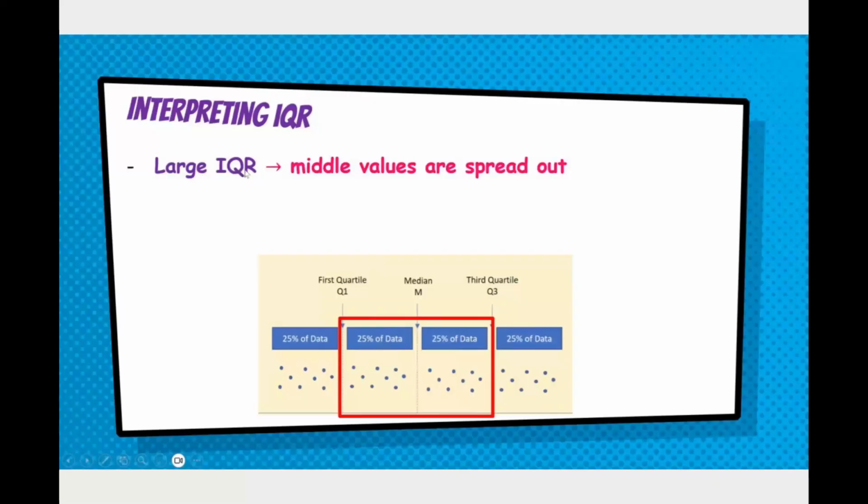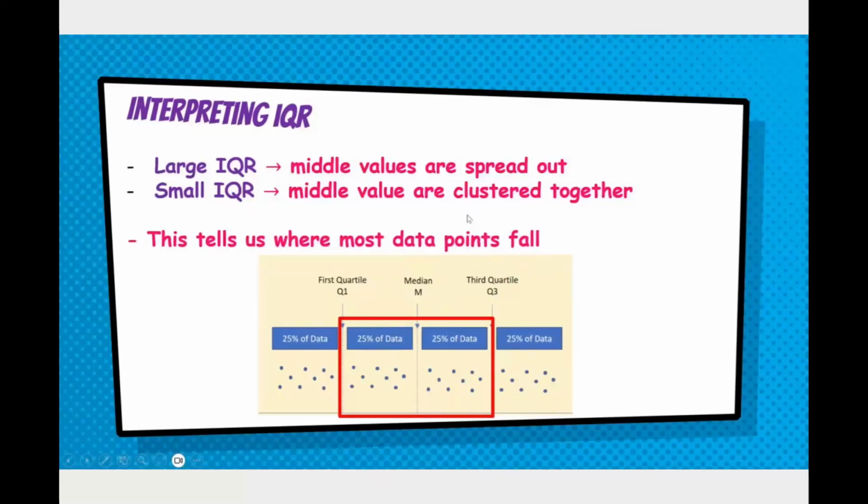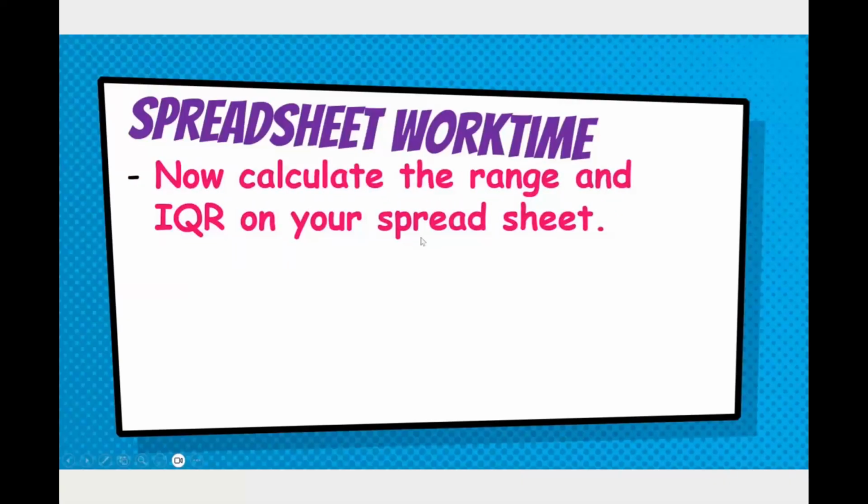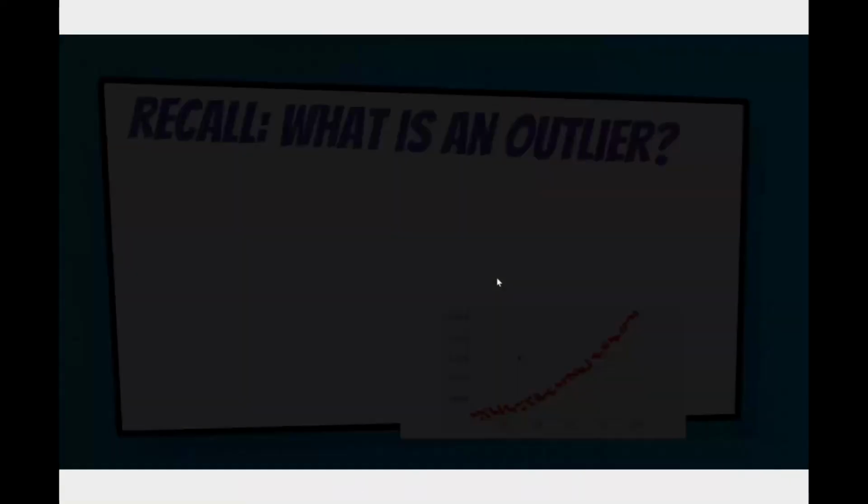A larger IQR indicates that middle values are spread out more, and a smaller IQR means that the middle values are clustered together more. This tells us where most of the data points fall. So we're going to add these both to our spreadsheet now. So calculate the range and IQR on your spreadsheet.